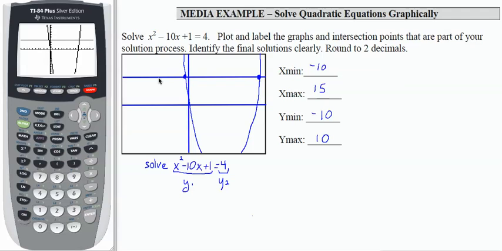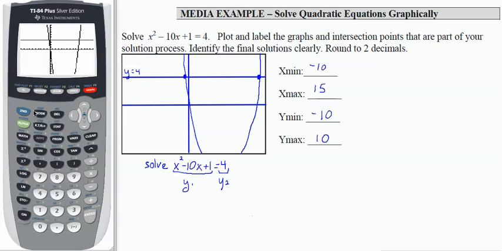So this is the line y equals 4. This is our y2, this part right here. And then here is our quadratic part, our y1, or x squared minus 10x plus 1. And they're intersecting here and here. We want to find out what the x values are of those intersections, because those x values will be our solution to the given equation.